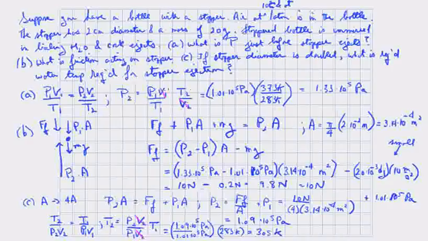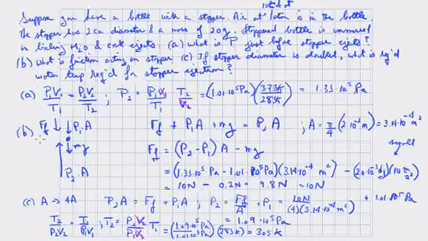The volume just before ejection hasn't changed, so the two volumes cancel, and the pressure is then the initial pressure, atmospheric, 1.01 times 10 to the 5th, times the final temperature, which is 373 Kelvin, divided by the initial temperature of the bottle inside, 283, which is 1.33 times 10 to the 5th Pascal.